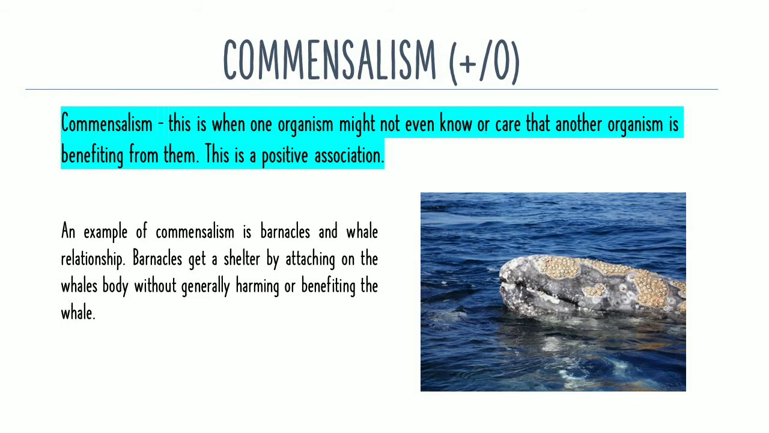Commensalism. This is when one organism might not even know or care that another organism is benefiting from them. This is a positive association. An example of commensalism is the barnacles and whale relationship. Barnacles get a shelter by attaching on the whale's body without generally harming or benefiting the whale.